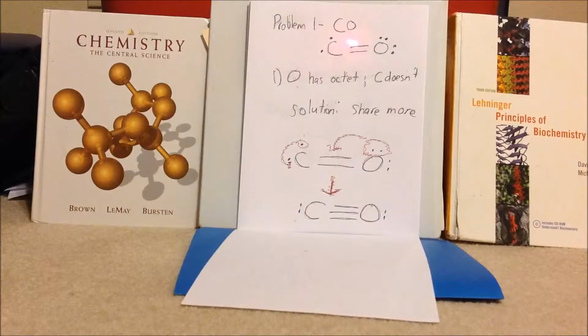A lot of people got to this point and got stuck. What happened was one of the atoms has an octet. The other one does not. This is actually the simplest of all solutions. If one has an octet and one does not, the easy answer is to actually share more electrons.